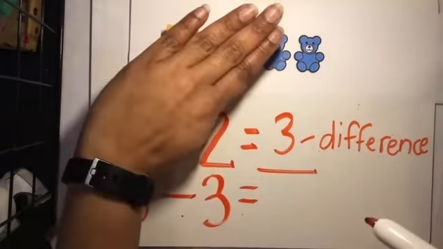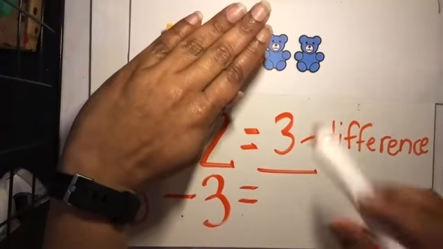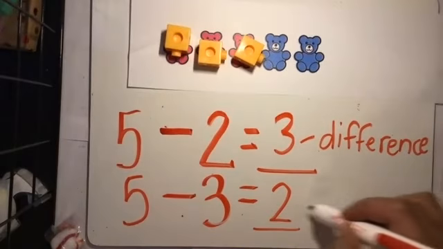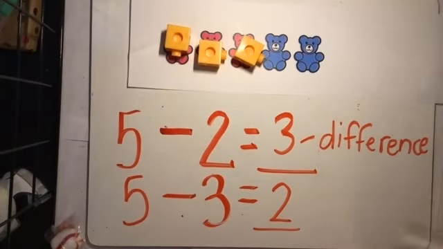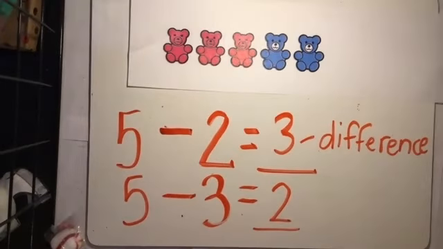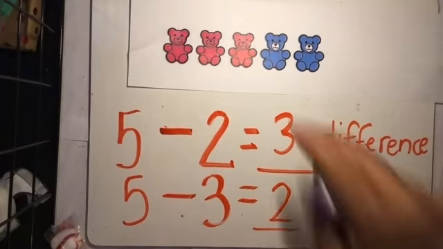What do I have left over? So I take the 3 away. Now I have 1, 2. So I have the 2 that is left over. This is called the difference. See, I can use this same number sentence to come up with 2 subtraction number sentences.